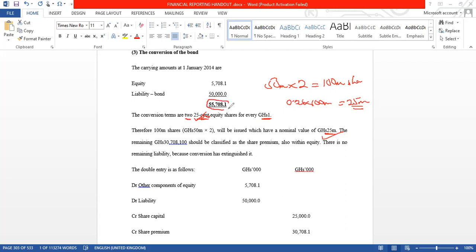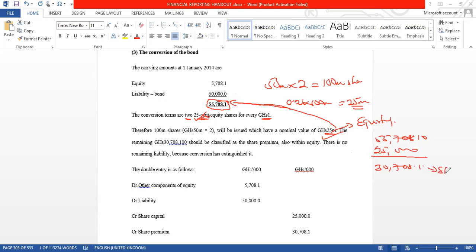If that is the case, then it means that this bit that we have is going to have its splits as you see. So this 25 million is what our equity is out of this, because we converted it. So we will have our 55,708.1. If we now take our 25 million out, it means that we should be having 30,708. This now becomes our share premium.